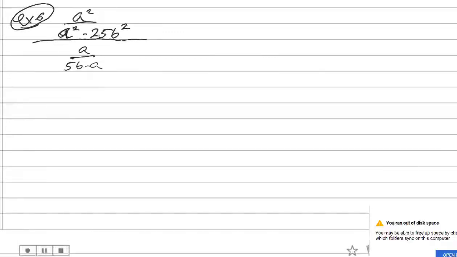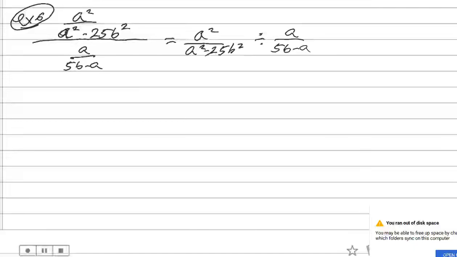Alright, you see something like this, don't let it scare you. It's just a more complicated way to write it. We're going to call this a complex fraction. It's a fraction over a fraction. Really, this could be written as a squared over a squared minus 25b squared divided by a over 5b minus a. It's really the same thing, except we wrote it as a fraction over a fraction, which just freaks you out.